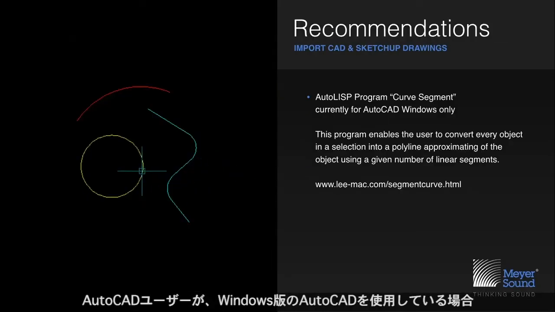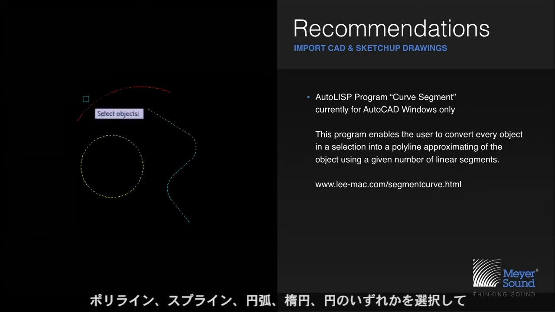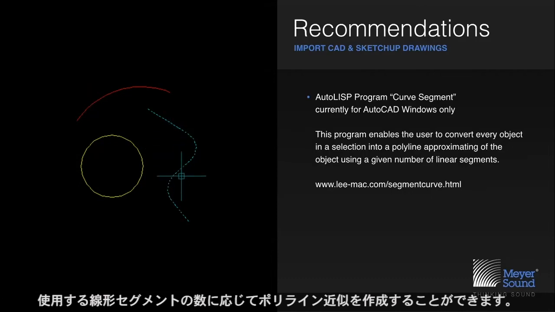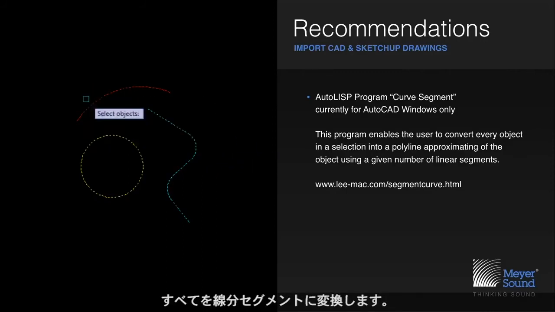So if you are an AutoCAD user and you use the Windows version of AutoCAD, then there's a little piece of software which works really, really well. It's called Curve Segment. What it allows you to do is select any of your polylines, splines, arcs, ellipses, circles, and then come up with a polyline approximation depending on the number of linear segments that you want to use. This is super intuitive and will turn everything into line segments if you are using AutoCAD on a Windows machine.